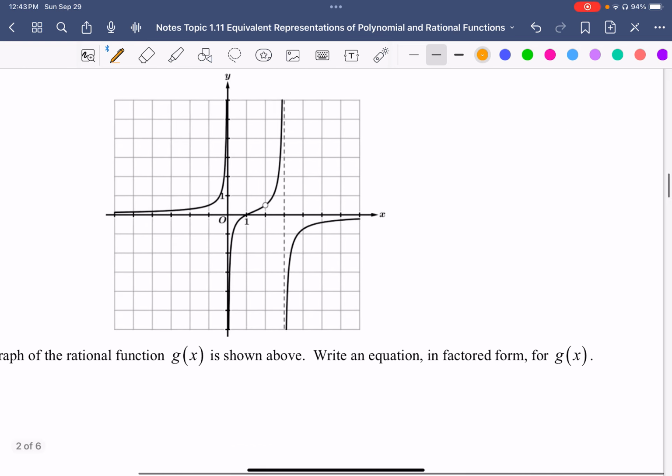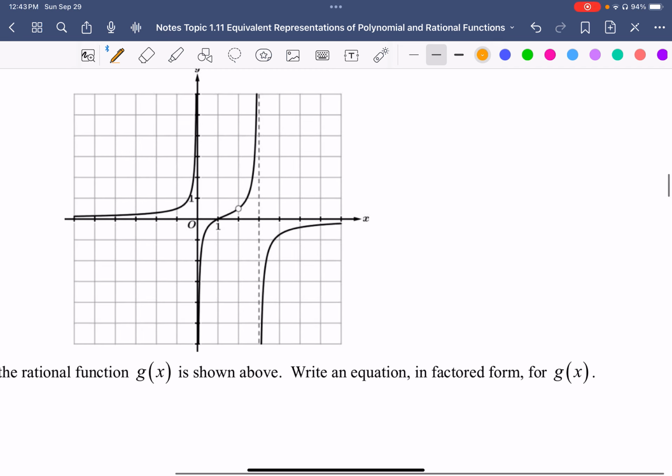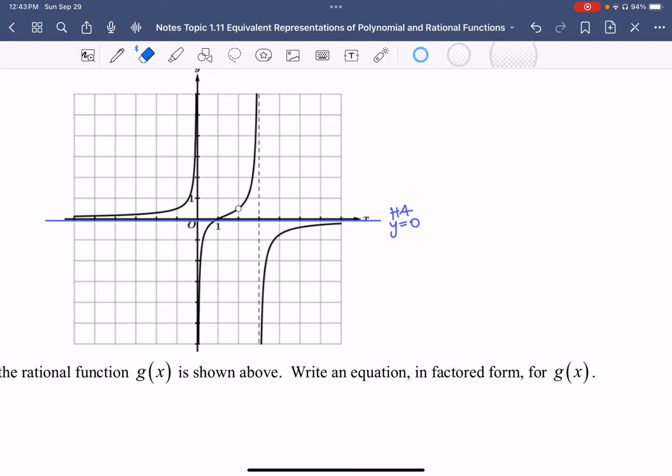Let's see, we have a horizontal asymptote at y equals 0. Okay, I have a vertical asymptote at x equals 0. I have another vertical asymptote at x equals 3.